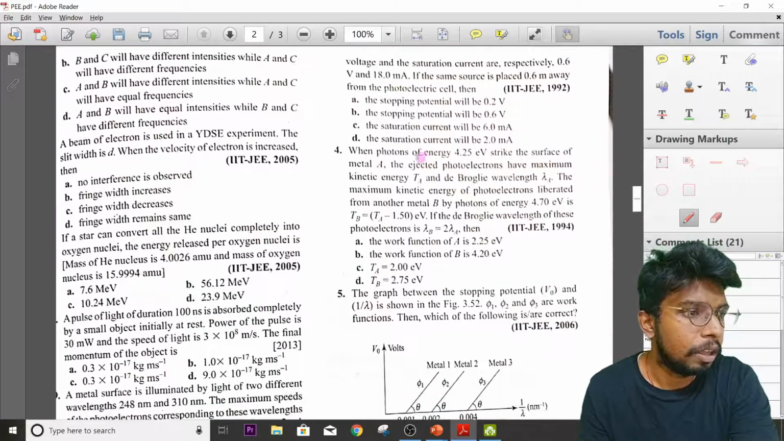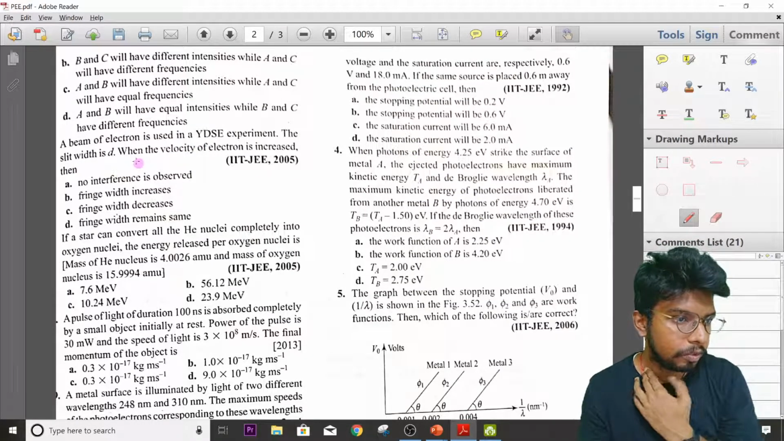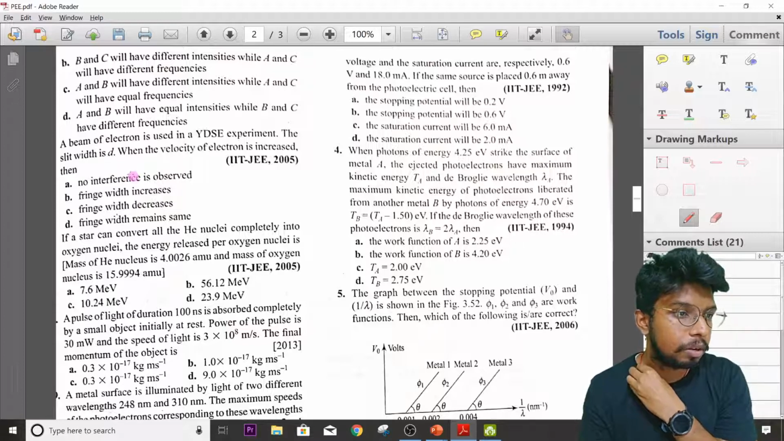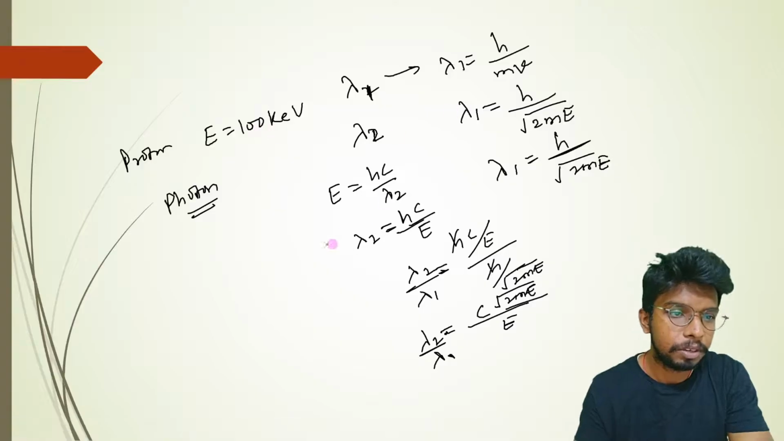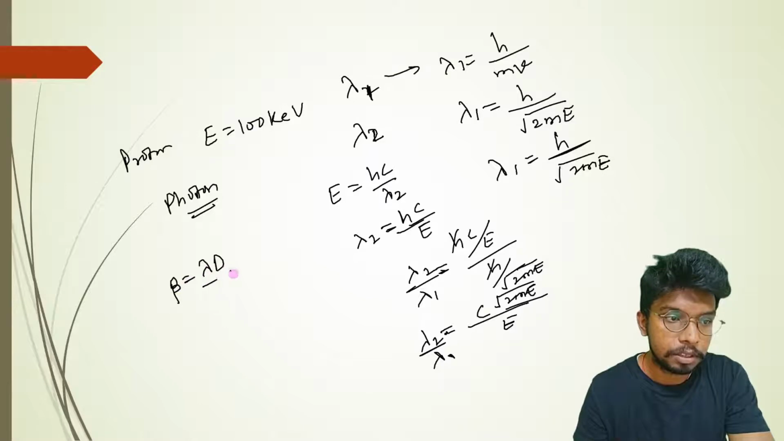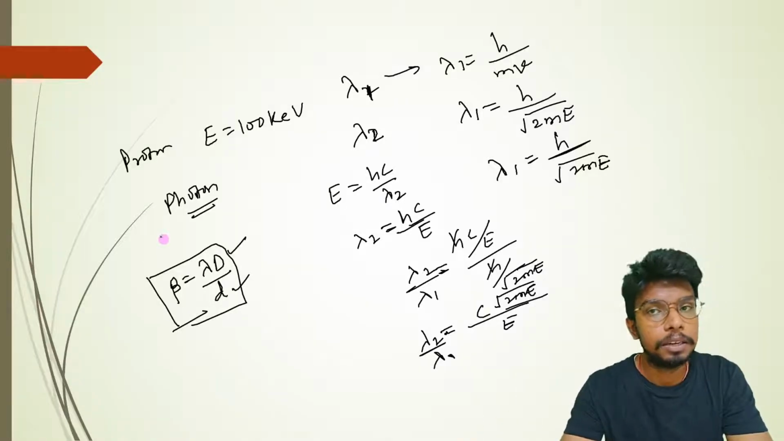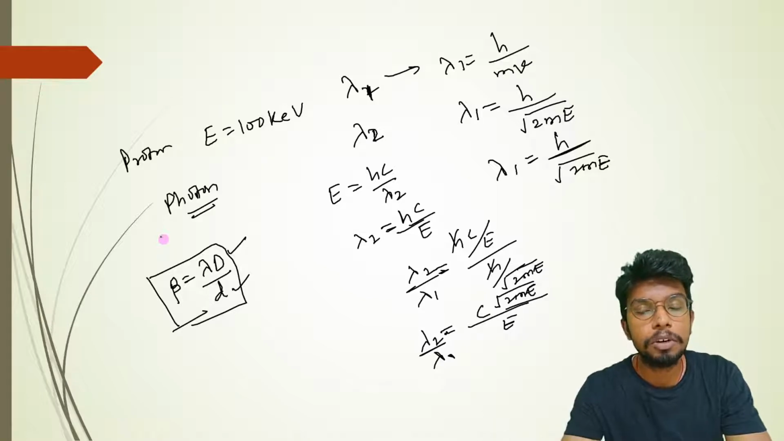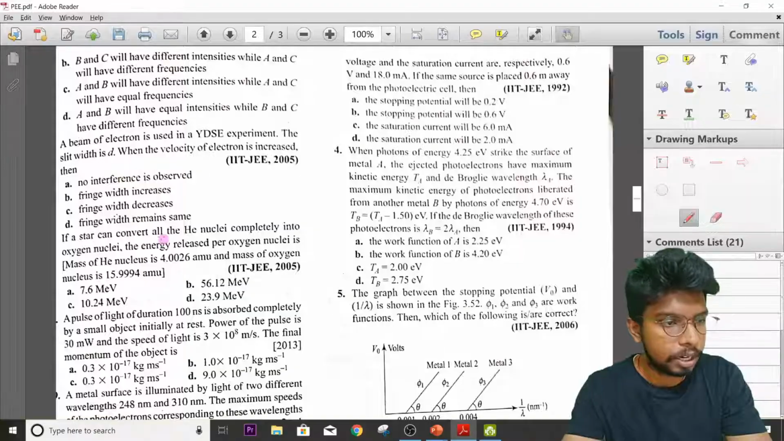A beam of electron is used in a YDSE experiment. The slit width is d. When the velocity of electron is increased, then what will happen? If you remember, in the YDSE situation, the fringe width beta is given by lambda D over d, where D is the screen separation and small d is the slit separation. Remember, the same results we can apply here for the electron, because electron here will behave as a wave, and for the light as well, so it hardly matters here.